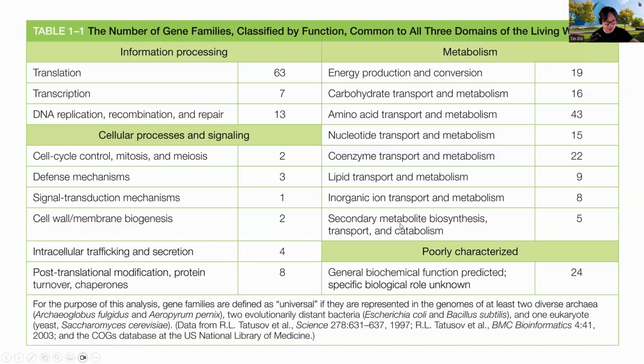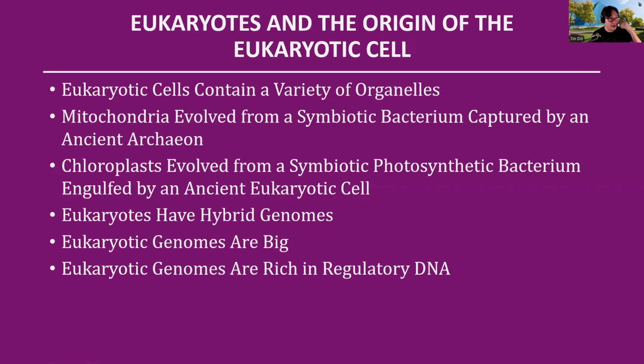But just know that this is essentially what is being shown here, where in translation, the information process, we know that there are 63 different types of genes that undergo translation or are involved with translation, etc. Okay. All right, eukaryotic cells and the origin of eukaryotic cells.